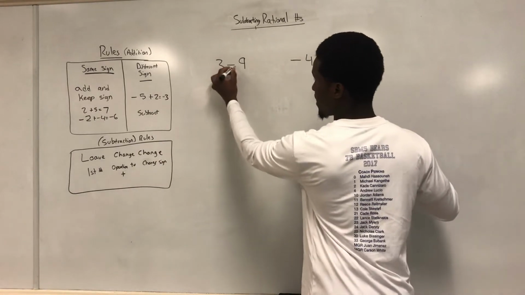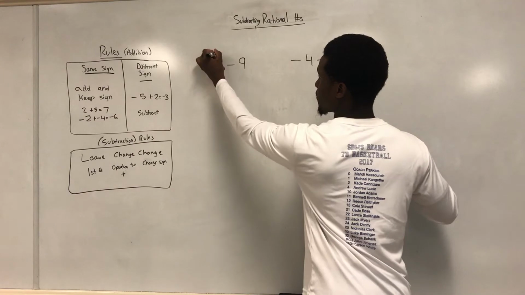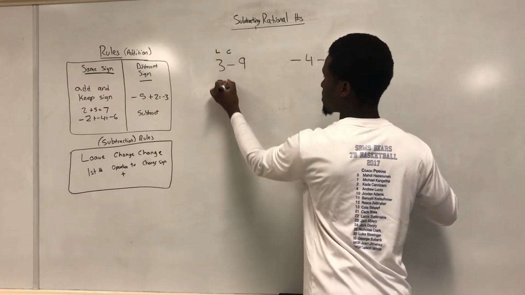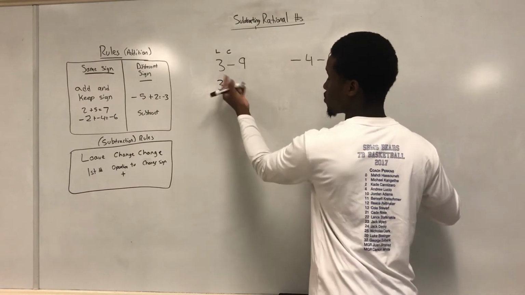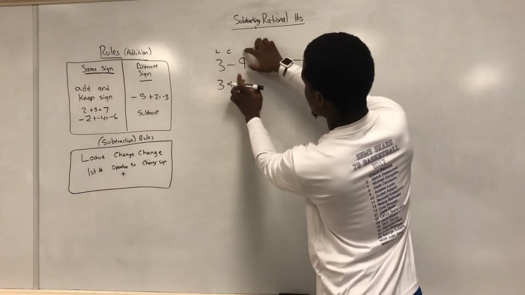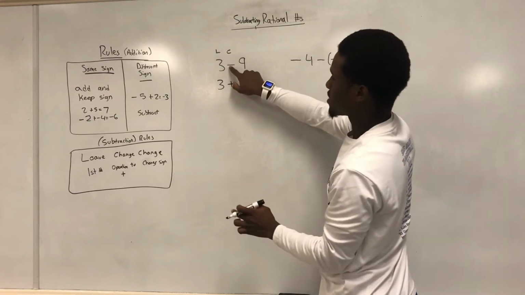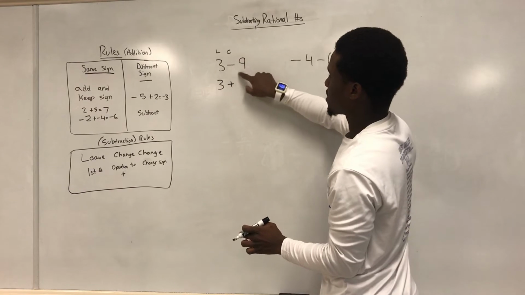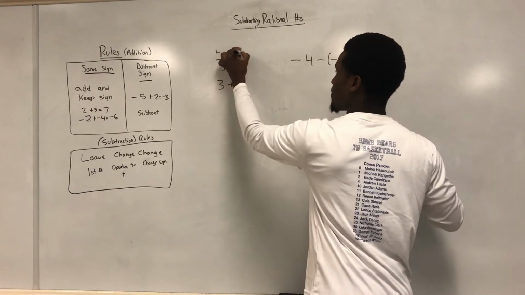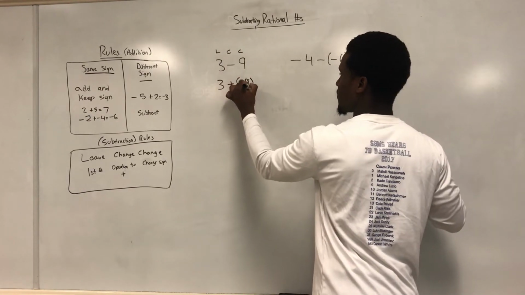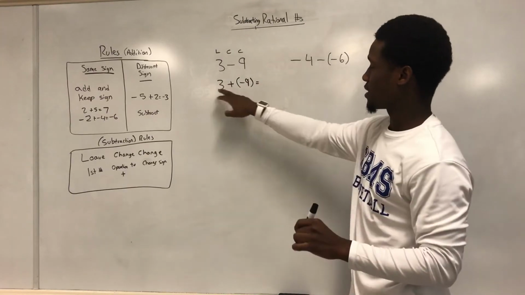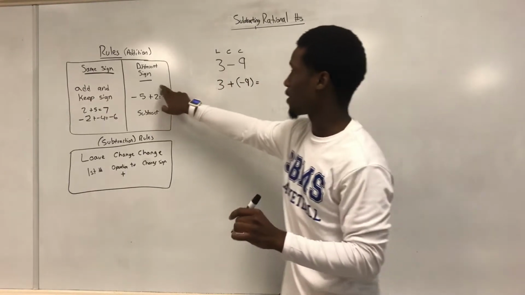So we have 3 minus 9. I'm going to leave the first number. I'm going to change the sign to a positive, to an addition. And then this is a positive 9. This subtraction sign isn't with the 9. This is saying this is a positive 9. So I'm going to change that positive 9 to a negative 9, okay? Now, at this point, I have an addition sign. I can just follow my addition rules.